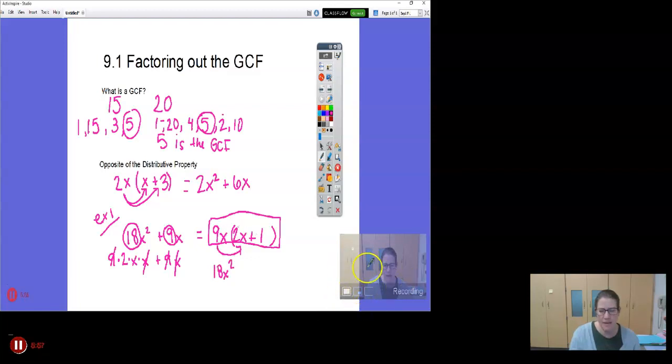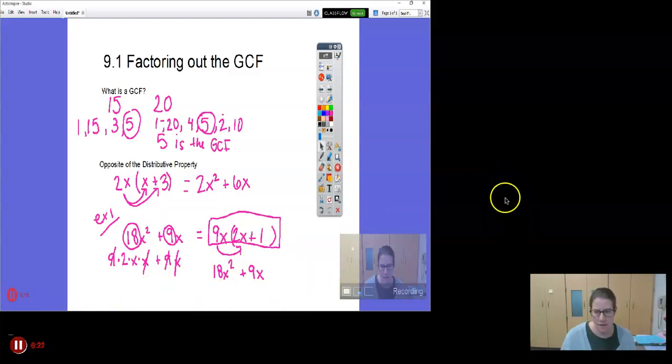Again, I already have the answer here. I'm just double checking to see if my answer is correct. So if I multiply 9x times 2x, I get 18x squared. And if I multiply 9x times 1, I get plus 9x. So 9x times 2x plus 1 is the correct answer for factoring out the greatest common factor. All right, let's do a couple more examples here.